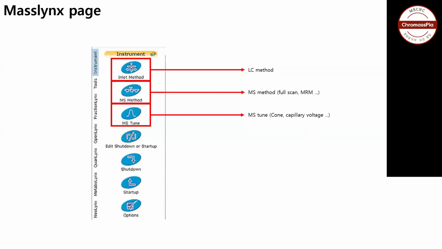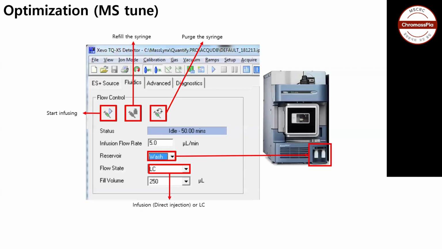When we use TQ, in most cases we want to do quantification analysis. So in the case of quantification analysis, we first have to do optimization. In the MS Tune page, there are ESI plus source and fluidics. In the optimization process, we will find the best cone voltage or capillary voltage for good ionization of our sample.